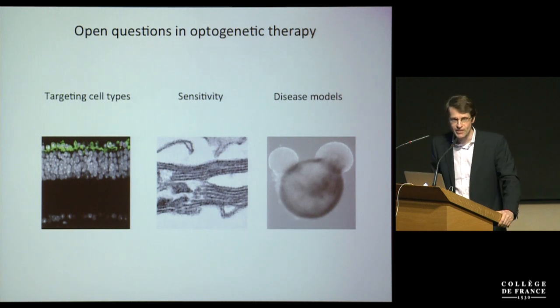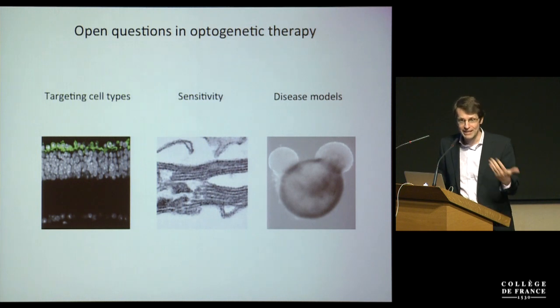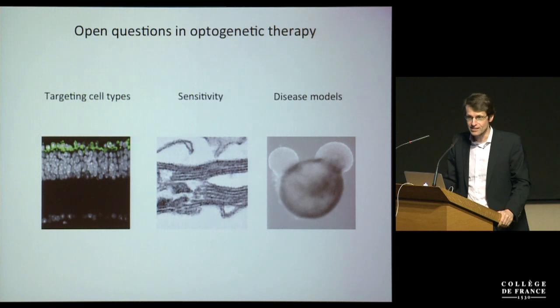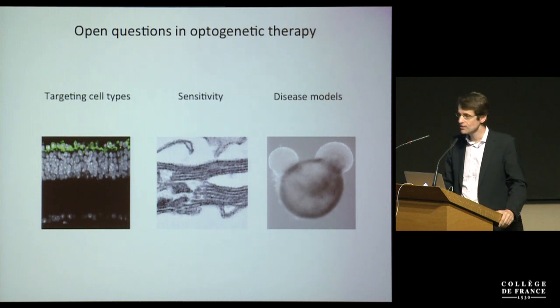But what we learned is that when we try to optimize our vectors, you can get better and better at treating mice. It doesn't mean you're getting better and better vectors for primates and humans. So we have to treat this with a certain distance. We can achieve a lot so far for mice, but we would need really human disease models.